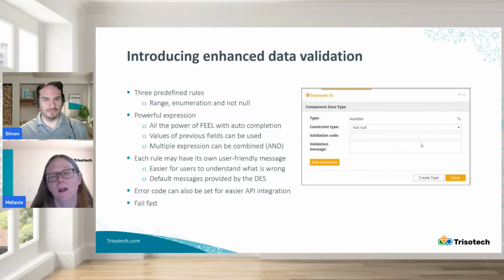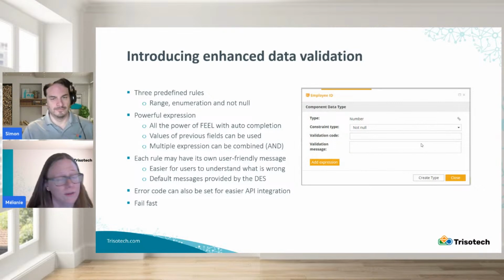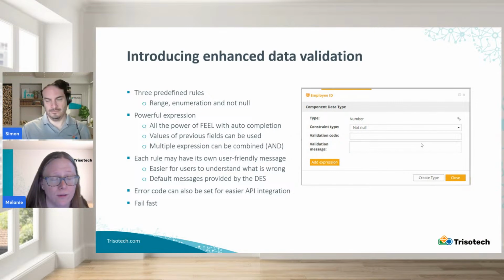So range, that works with number, date, and time. Enumeration, that can work on all data types, and not null. So the not null would be the way to make sure that some data was put in. And what really gives all the power to that is you can actually just put an expression, and that expression can use the full power of FEEL. You'll get an editor with autocompletion as in any other place in the tool where you can enter a field expression. And you can also check with the values of the previous field to determine if a value is valid or not.